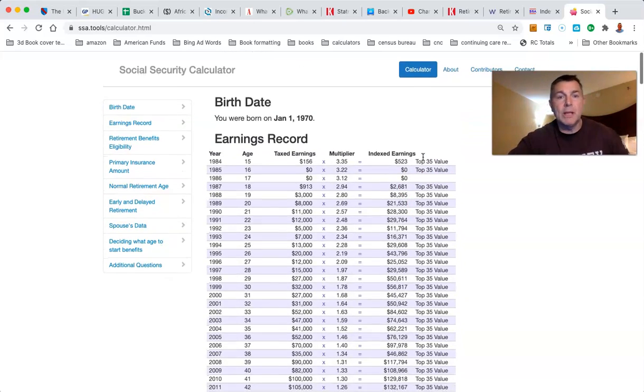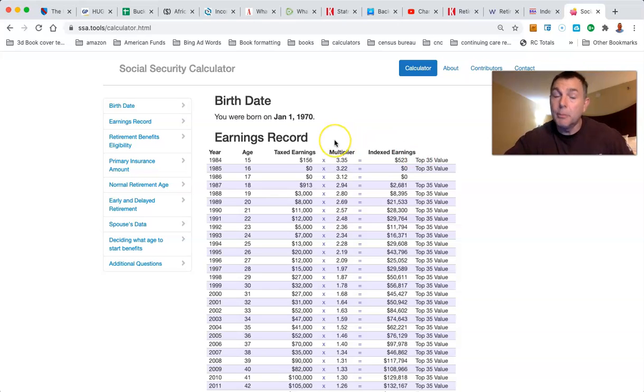Anyway, I love it. It's a great calculator. Not perfect, but it's one of the best I've seen out there. But the first thing is you've got to get on SSA to figure out your own benefit. I'm telling you, you've got to do it.